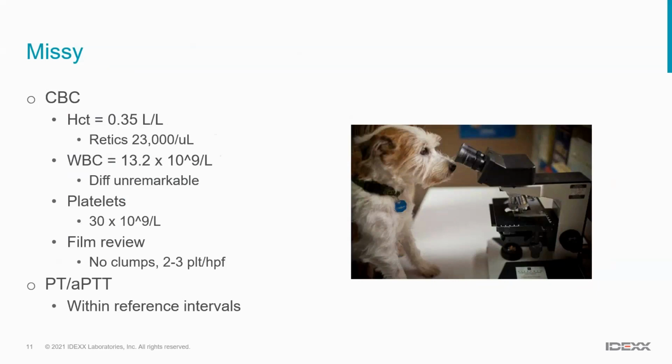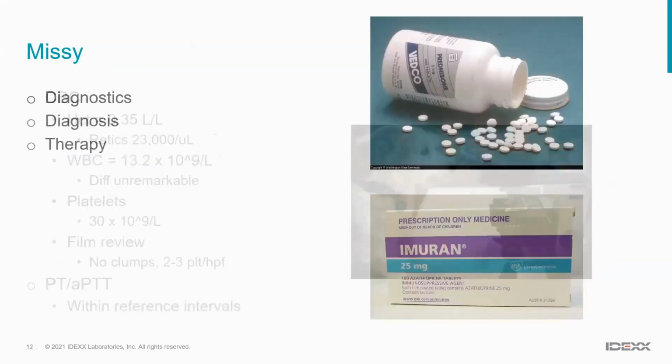The automated platelet count was 30, so significantly reduced with a normal of over 200 by 10 to the 9 per litre. On a blood film review, there were no clumps and there were only 2 to 3 platelets per high power field, confirming that she had thrombocytopenia. At this level of thrombocytopenia, a patient is not necessarily going to be spontaneously bleeding, but can certainly bleed with an insult. And so this is why Missy was having the hemorrhage associated with her dentistry. The PT and APTT were within reference intervals.